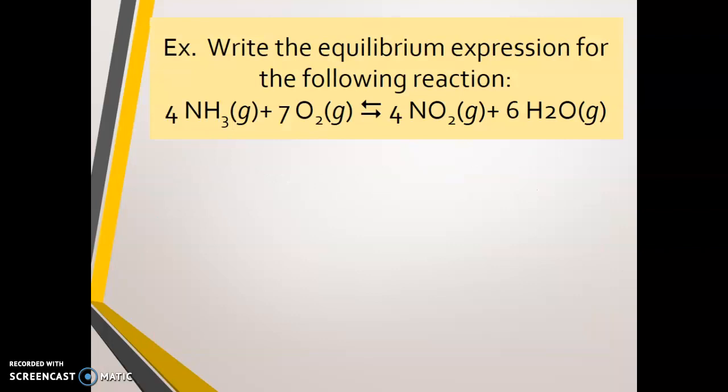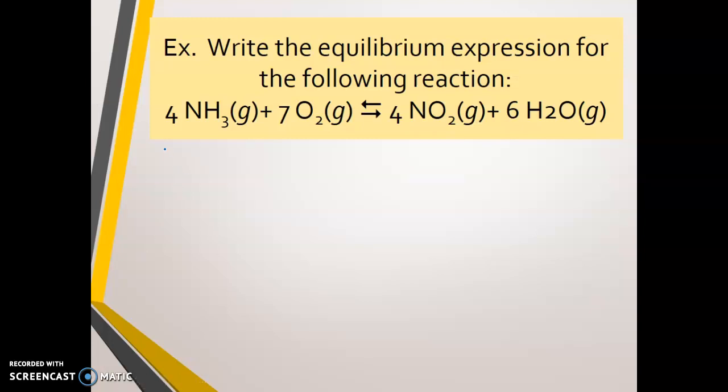So this first example, it says write the equilibrium expression for the following reaction. We have 4 moles of ammonia gas reacting with 7 moles of oxygen, producing 4 moles of nitrogen dioxide gas and 6 moles of water vapor.